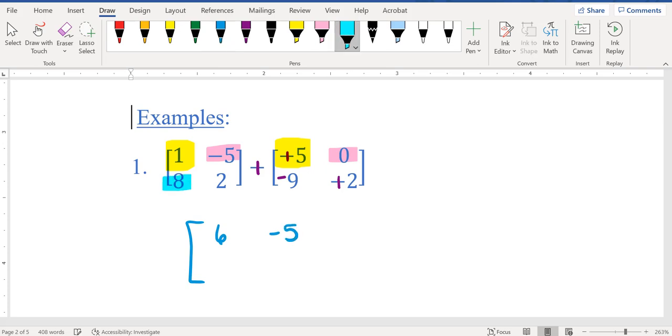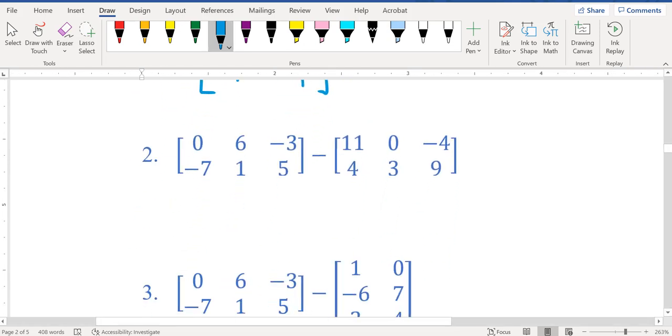8 plus negative 9 is negative 1. And 2 plus 2 is 4. Number 2, sorry about that.